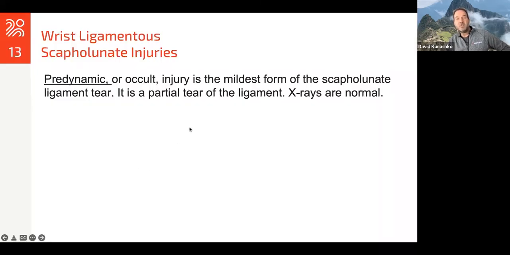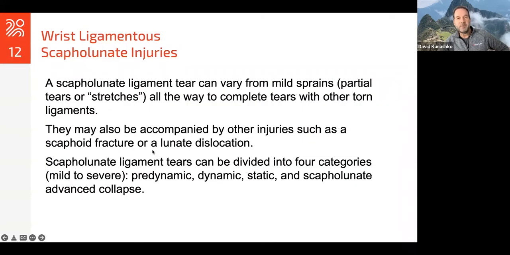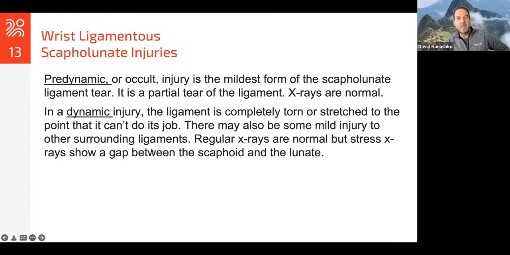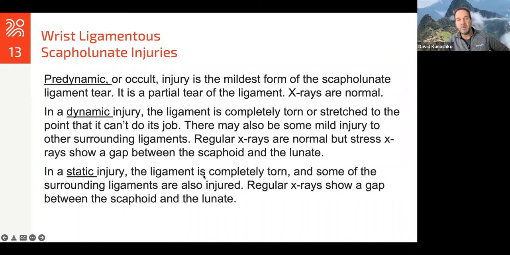The pre-dynamic is just an occult mild sprain. You can have normal X-rays, and the best prognosis, obviously. In the dynamic injury, the ligament is more completely torn or stretched to the point where it doesn't provide proper support for that articulation. You may also see some mild injury to adjacent ligaments. X-rays usually tend to be negative, but when stressed in the X-ray, you can actually see a gapping between the scaphoid and the lunate, which shows that there's instability.